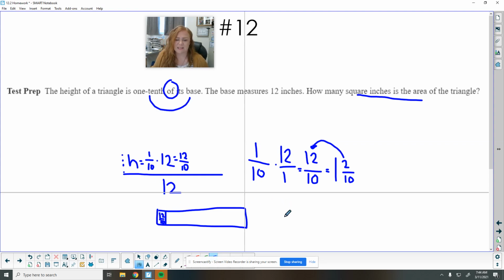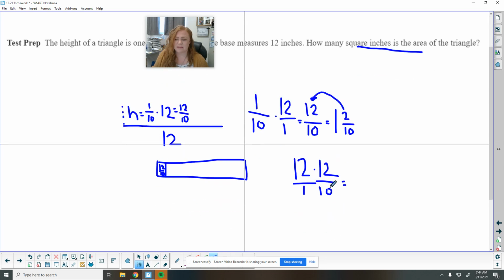So we're going to do base 12 times the height, 12/10 over 1. It looks like I can do some simplifying here. What goes into 12 and 10 is 2. So that goes in there 5 times and 6 times. So we're going to do 6 times 12, 1 times 5. 6 times 12 is 72. And then we've got over 5 here.